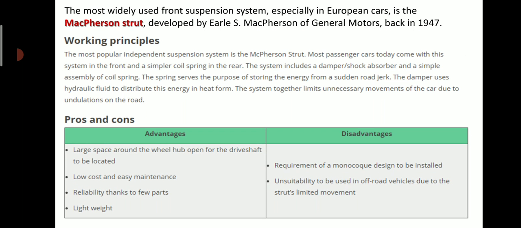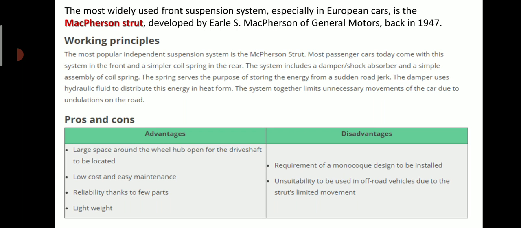So what is the working principle? The most popular independent suspension system is the McPherson strut. Most passenger cars today come with this system in the front and a simpler coil spring in the rear. The system includes a damper, a shock absorber, and a simple assembly of coil spring. The spring serves the purpose of storing the energy from sudden road jerks. The damper uses hydraulic fluid to dissipate this energy as heat.